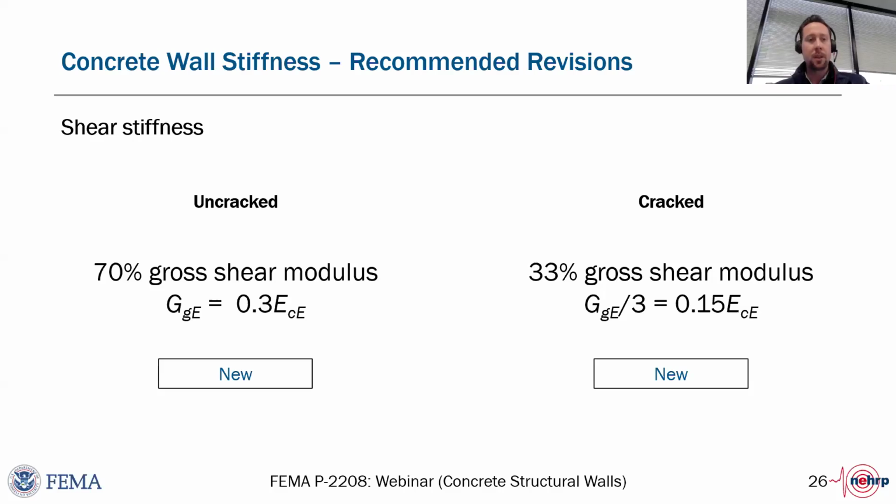So the final recommendations that came out of the technical background in this FEMA P-2208 document were 70% of the gross shear modulus for uncracked. As I mentioned, there's a little bit of cracking that occurs from things that aren't to do with your seismic demand. And you'll notice that if you convert that to your EA type format, it's not 0.4 E anymore, it's 0.3 E. And then for cracked shear, we would expect more of a reduction, and that ended up at 0.15. So again, about a third of the 0.4 that you're probably used to seeing.